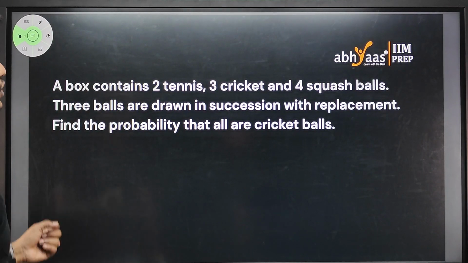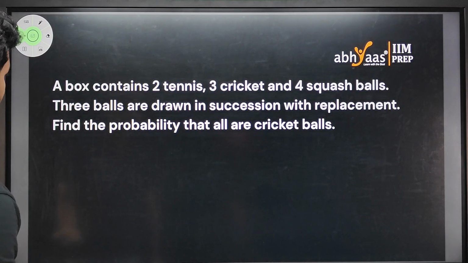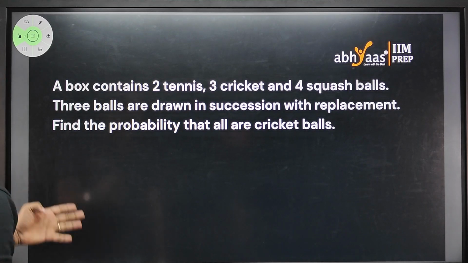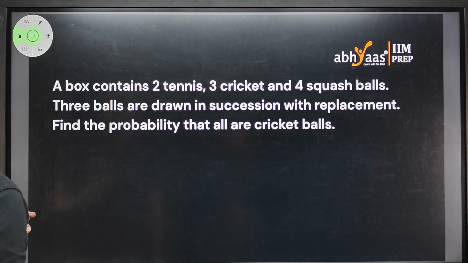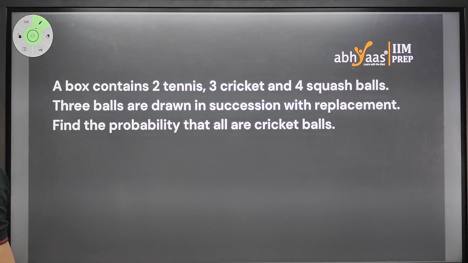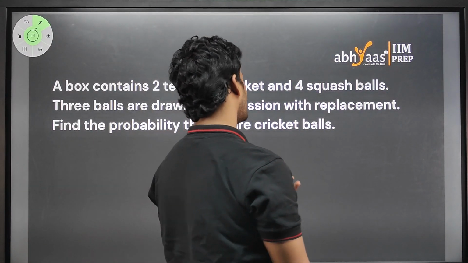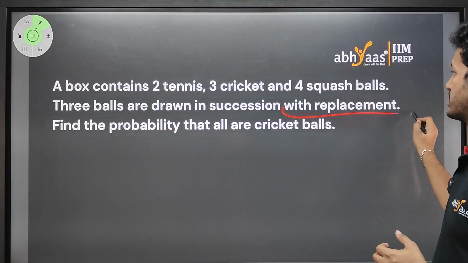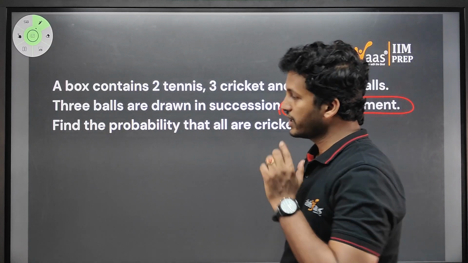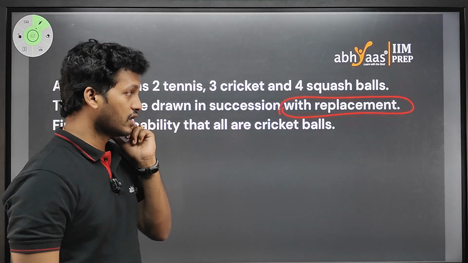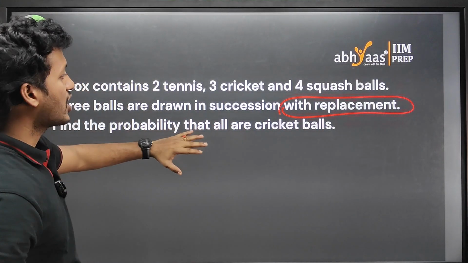A box contains 2 tennis, 3 cricket and 4 squash balls. 3 balls are drawn in succession with replacement. Find the probability that all are cricket balls. So the important point in this question is not cricket balls, tennis balls or squash balls. It's with replacement. Okay. So let's see this one. Find the probability that all are cricket balls.